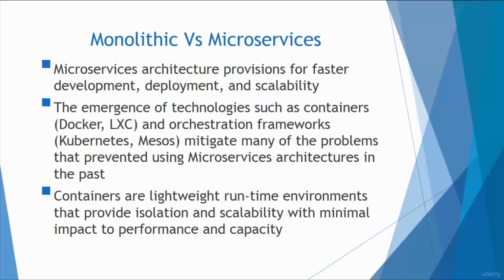So the microservices architecture provisions for faster deployment, development, and scalability. The new technologies such as Docker, which we'll take a look at in depth in this course, LXC, and orchestration frameworks such as Kubernetes, which we'll also dive into in depth, mitigate many of the problems that prevented using microservices architectures in the past. They use a technology called containers, which are lightweight runtime environments that provide isolation and scalability with minimal impact to performance and capacity. And we'll work quite a bit with containers and pods when we get into Docker and Kubernetes and the cloud platform.